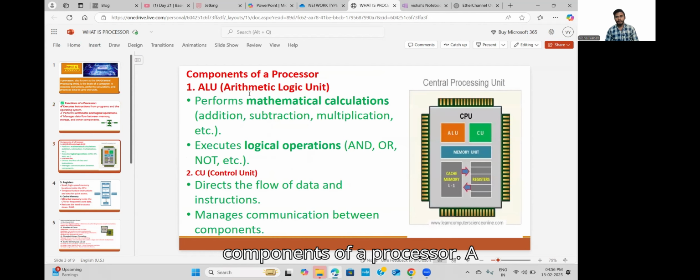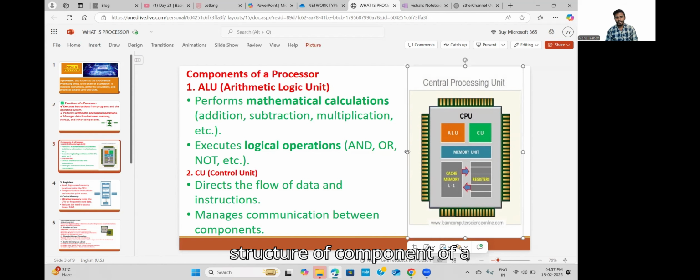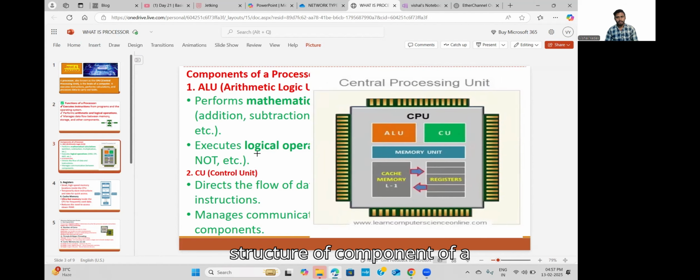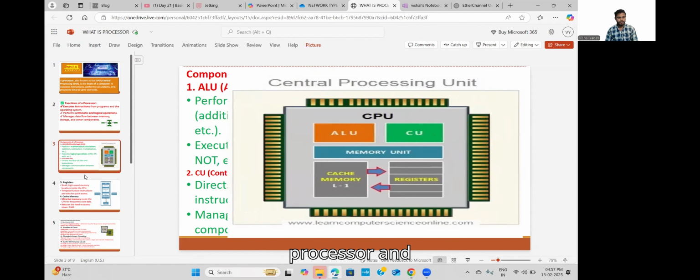And the components of a processor: ALU, arithmetic logic unit, performs mathematical calculations such as addition, subtraction, multiplication, etc., and executes logical operations like AND, OR, NOT, etc. CU, control unit, directs the flow of data and instructions and manages communication between components. This is the structure of the components of a processor.